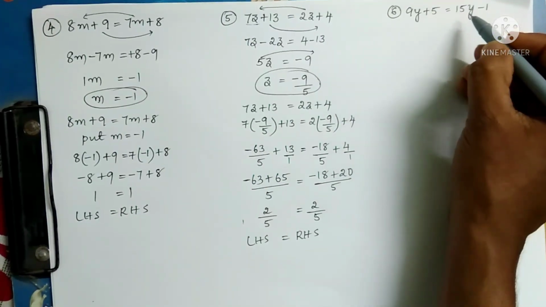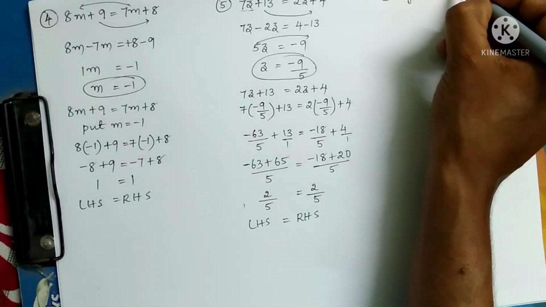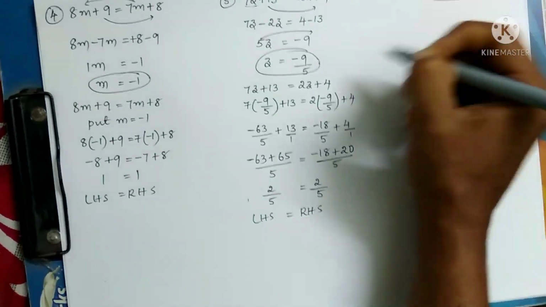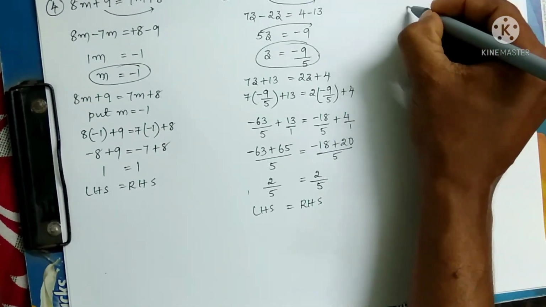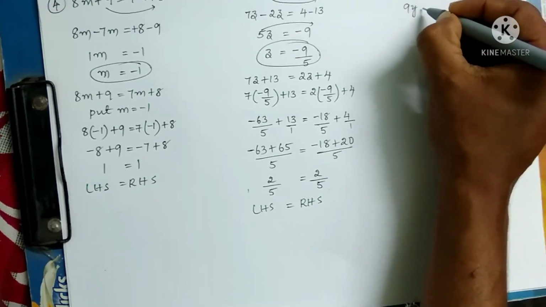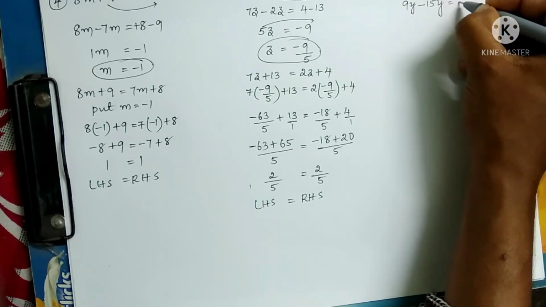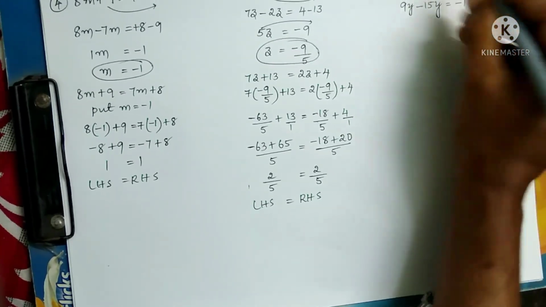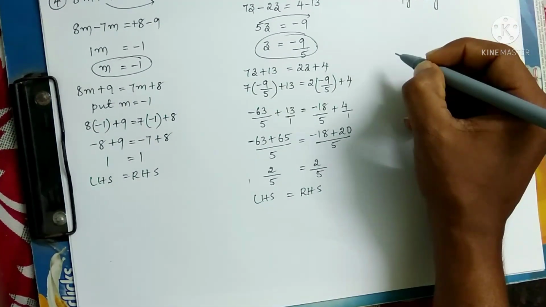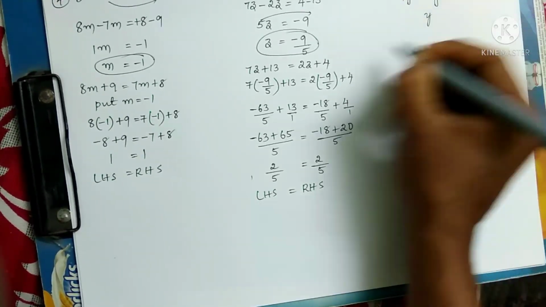9y plus 5 is equal to 15y minus 1. So by transposing the variables to the left side and the constants to the right side, we write 9y as it is, and by transposing plus 15y it becomes minus 15y, which is equal to, on the RHS, minus 1 written as it is, and by transposing plus 5 it becomes minus 5. So the variables are the same, y and y, so write y as it is.